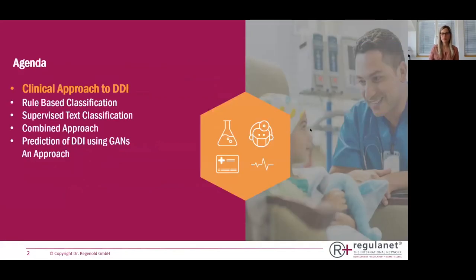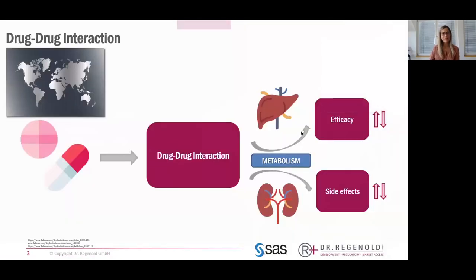So let me start with the clinical approach to drug-drug interaction. Broadly speaking, when you take two drugs together, it can lead to a drug-drug interaction. Let me just show you one of many examples. When you take these two drugs together, that can have an effect either on the efficacy or on the side effects. The main organs involved in pharmacokinetic interactions are the liver and the kidney.